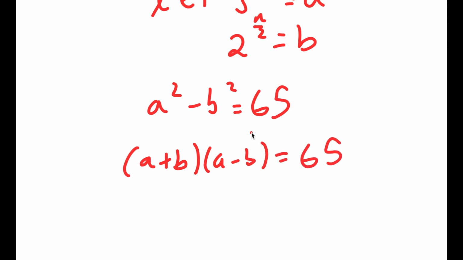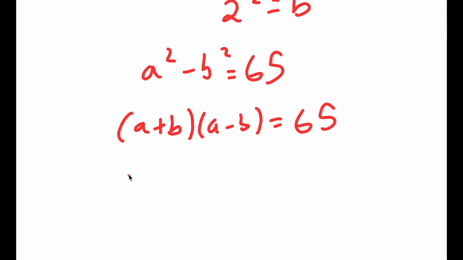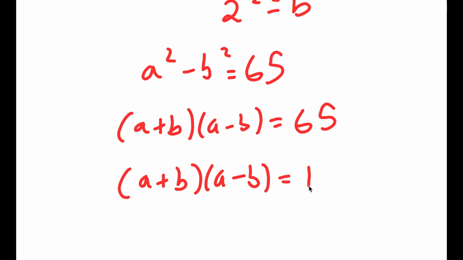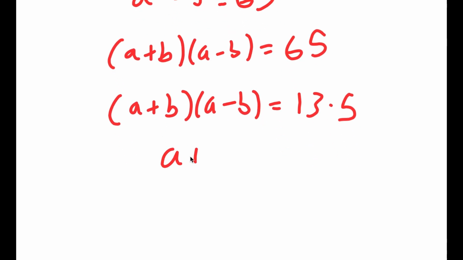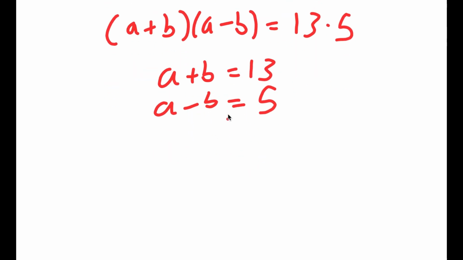And 65 I can rewrite as 13 times 5. So I have a plus b times a minus b is equal to 13 times 5. And we can say that a plus b is equal to 13 and a minus b is equal to 5. So now I have a system of equations.